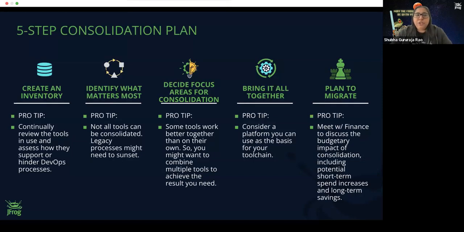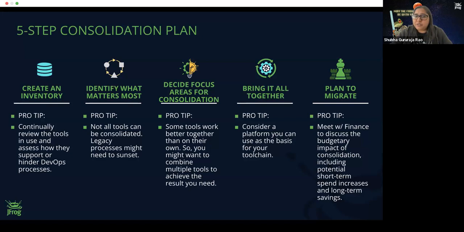So for you, first of all, go through consolidation: create an inventory, look at all the different tools that are being used by different teams, identify what matters the most, and prioritize. Look at which tools are legacy, which tools actually map to your future decisions, and which are the focus areas for your consolidation.